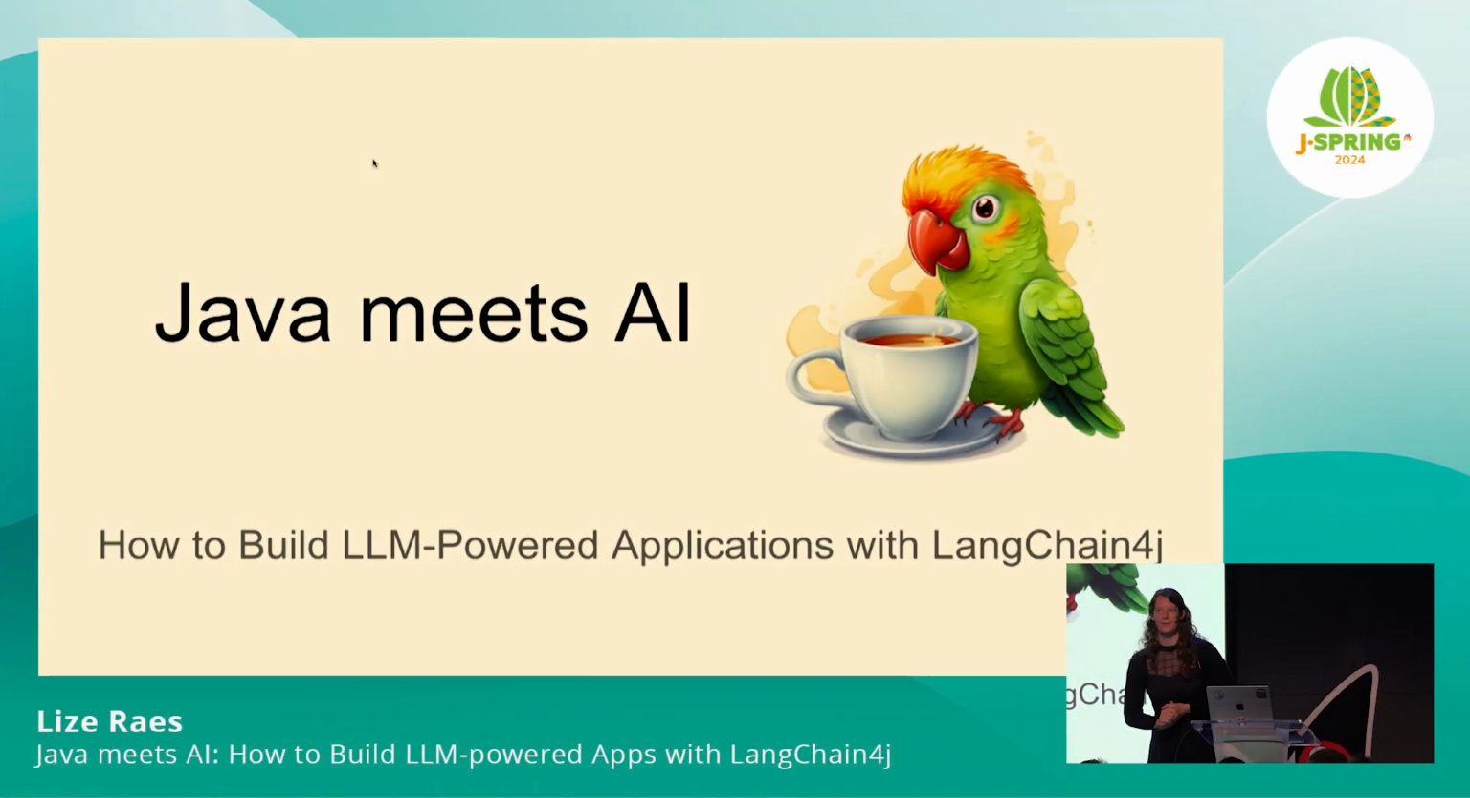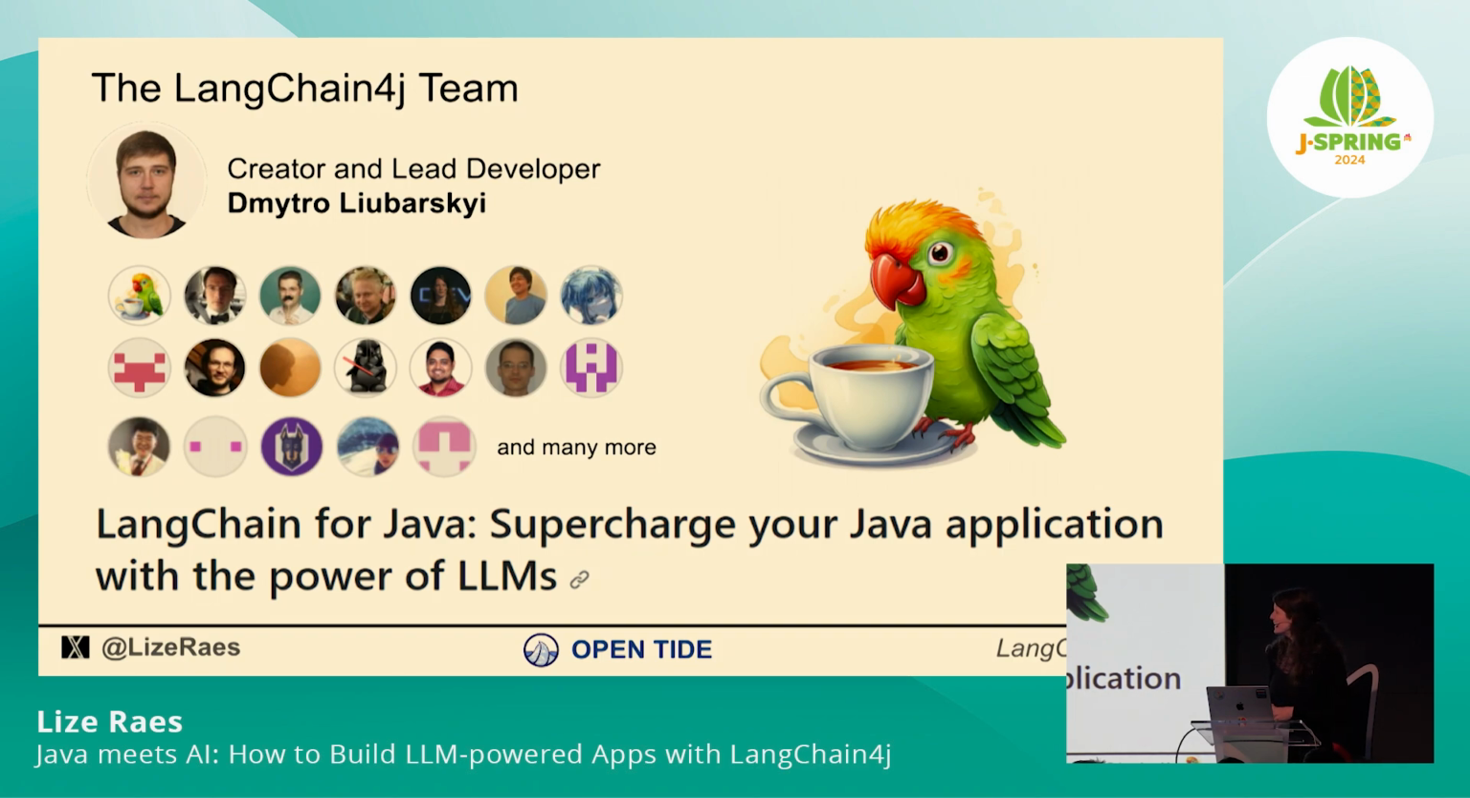Show you today how LangChain4j works, the Java framework to connect to large language models and some other AI models. Let me first present our team. So LangChain4j was created by Dmitry Liobarski. He's still the lead developer on the team, and we have by now probably over 90 contributors already. Individual contributors, but also people from Google, Microsoft, AWS, that make sure that we have all the latest model integrations in LangChain4j.